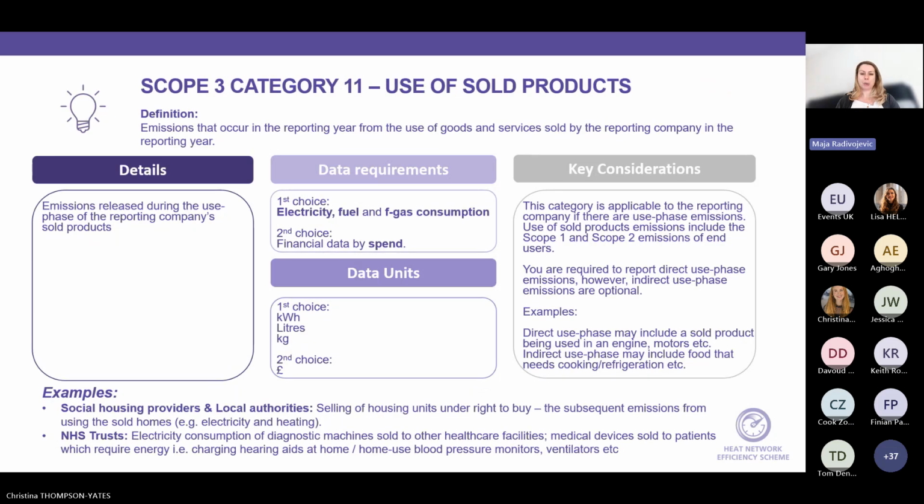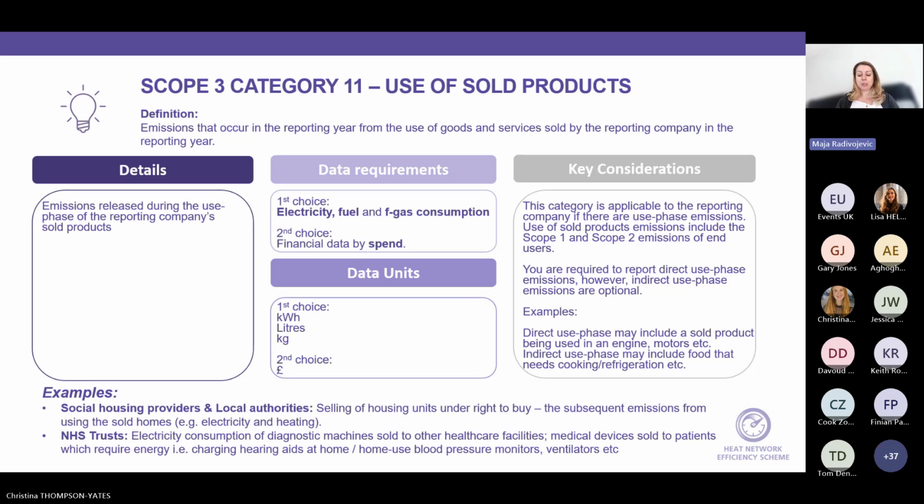to the use of sold products. This covers emissions generated during the use of goods and services sold by the reporting company. Data requirements here could include electricity, fuel, and gas consumption. This category is very much relevant where sold products generate emissions during their use phase. So organizations are required to report direct use phase emissions, while reporting indirect use phase emissions is rather optional.